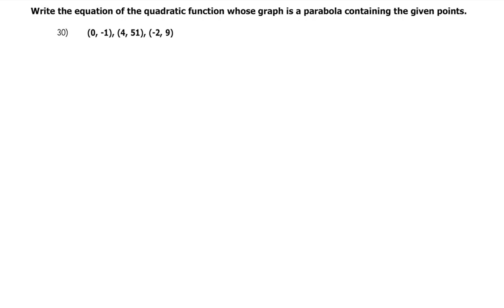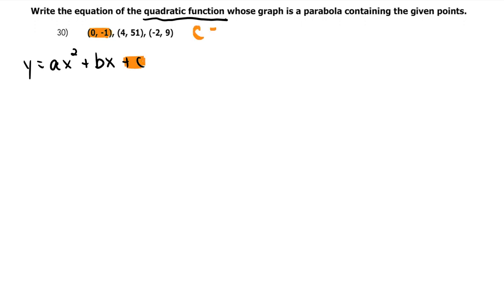The problem wants you to write the equation of a quadratic function whose graph is a parabola containing the given points. All right, quadratic function. Remember, that is in the form of y equals ax squared plus bx plus c. And the very first point that they give me here is (0, -1). That is the y-intercept, and that is also your c right here.